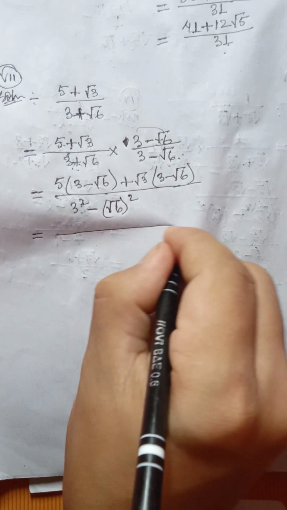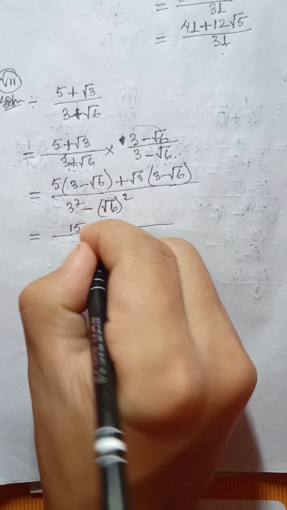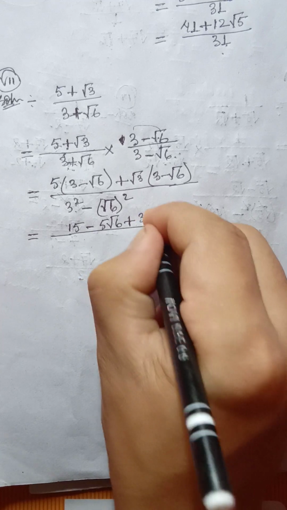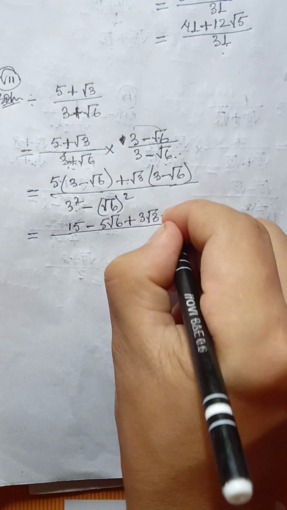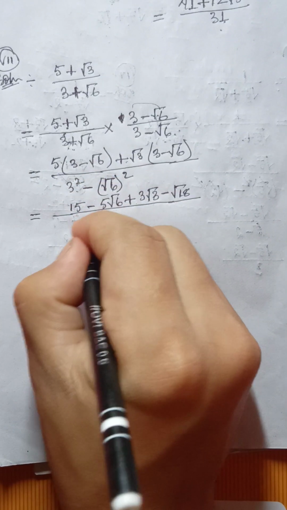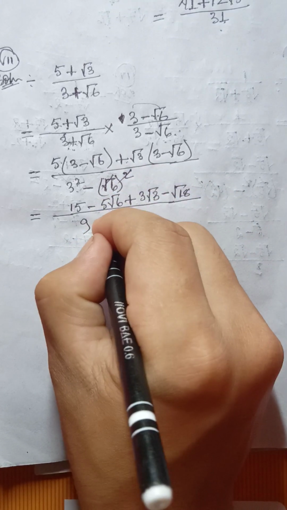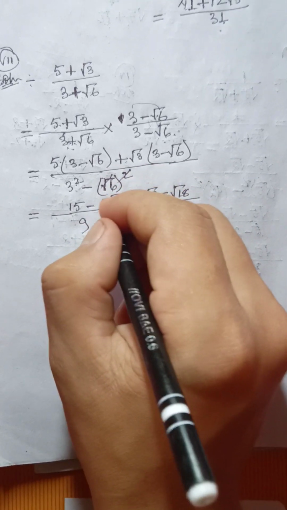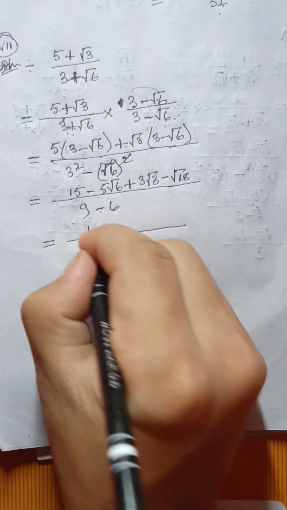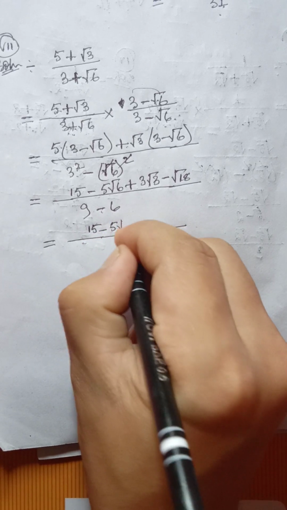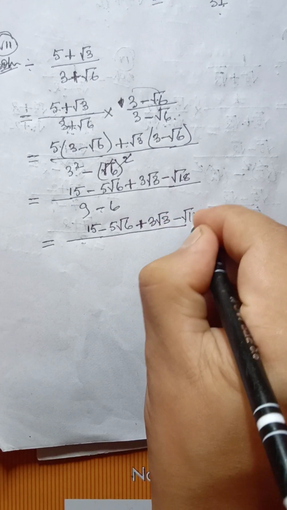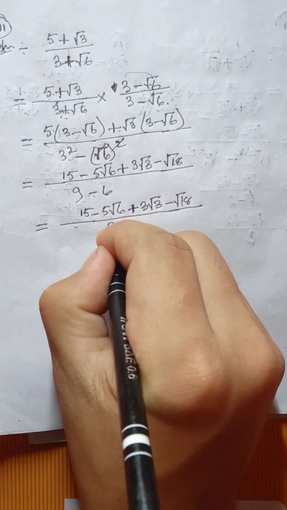Okay, 5 times 3, that will give you 15, and 5 times root 6, that will give you how much? 5 root 6. Okay, 3 into root 3, that will give you 3 root 3, and minus into plus, that will give you minus root 3 into root 6, that will give you root 18. Okay, 3 square, that will give you 9, square and root cancel. Okay, minus, what is this, 6. 15 minus 5 root 6 plus 3 root 3 minus root 18. Okay, 9 minus 6, that will give you 3.